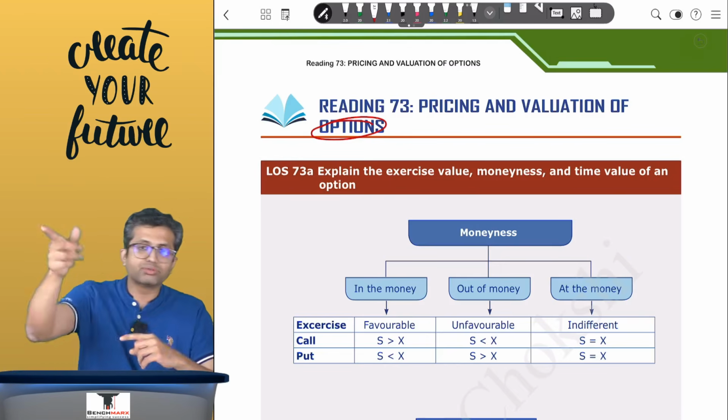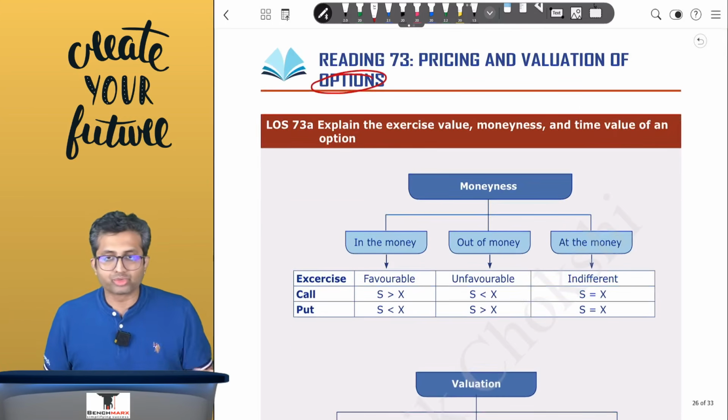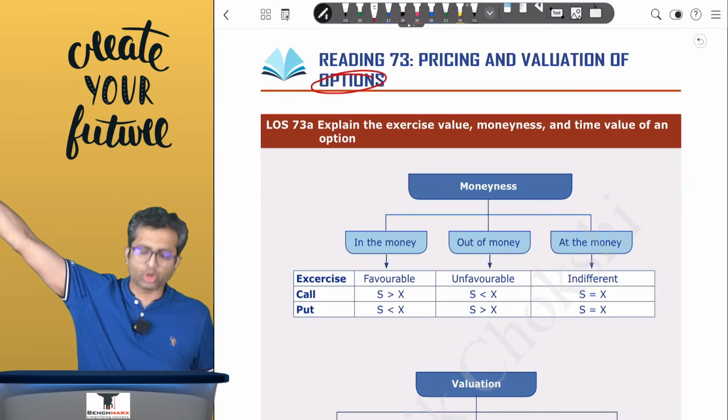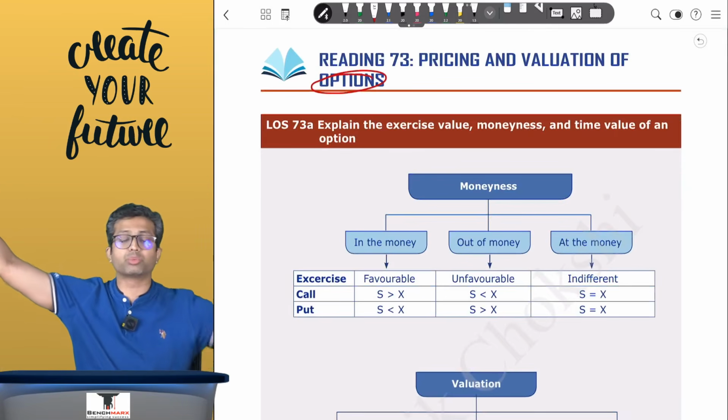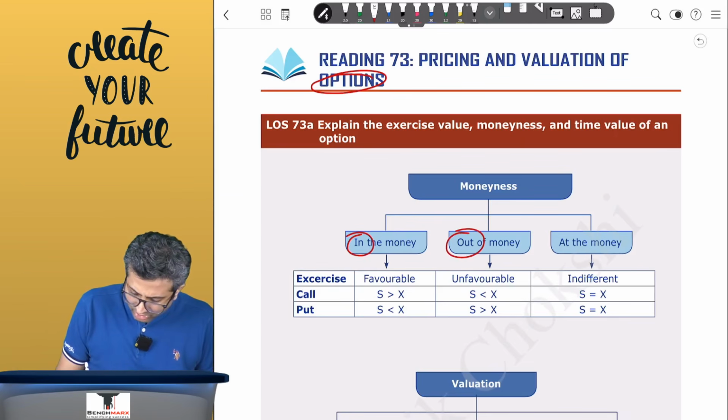On the other hand, out of the money means the option is unlikely to be exercised, in which case for a put option, if the spot price is greater, then I will not exercise. In a call option, if the spot price is less than the exercise price, I will not exercise. So this is in the money, out of the money, at the money.